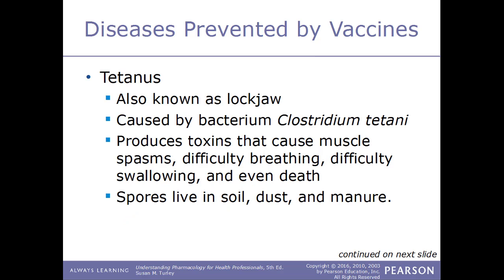Tetanus, also known as lockjaw. This is caused by the bacterium Clostridium tetani. And the bacterium will produce toxins that will cause muscle spasms, almost painful muscle spasms, and will lead to difficulty in breathing, difficulty swallowing, and eventually death. And these spores will be found in soil and in dust and in manure.